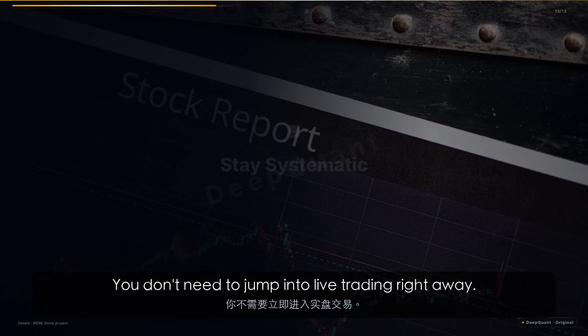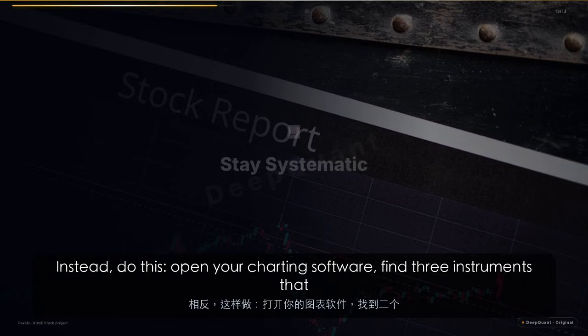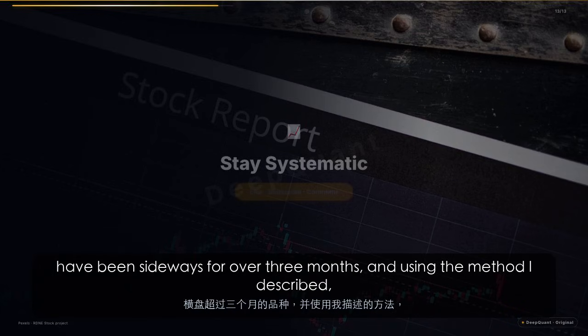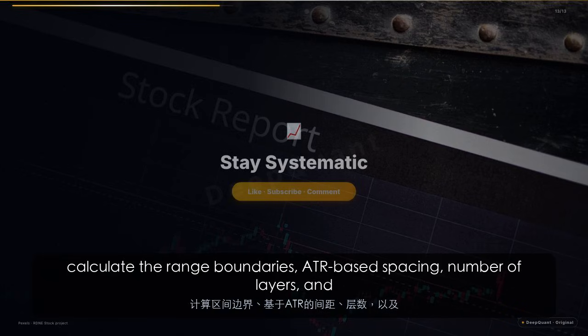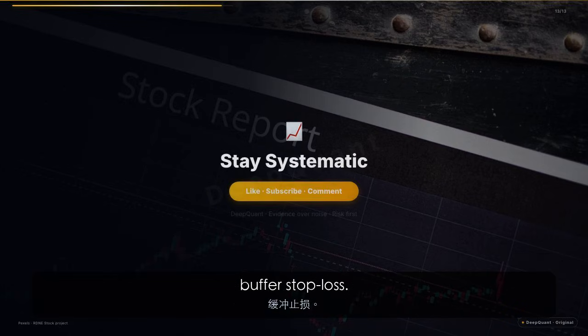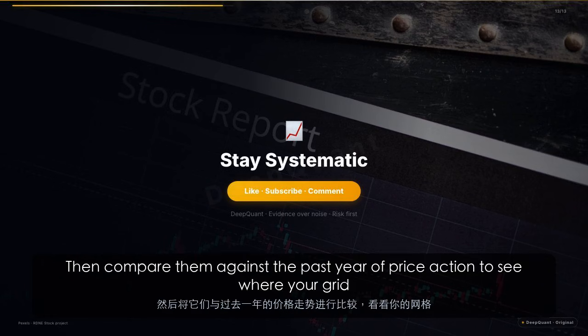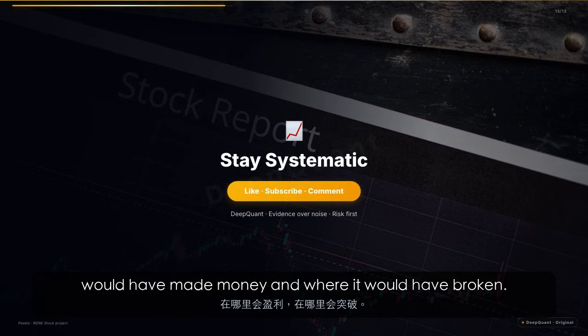You don't need to jump into live trading right away. Instead, do this: open your charting software, find 3 instruments that have been sideways for over 3 months, and using the method I described, calculate the range boundaries, ATR-based spacing, number of layers, and buffer stop loss. Write them down. Then compare them against the past year of price action to see where your grid would have made money and where it would have broken.